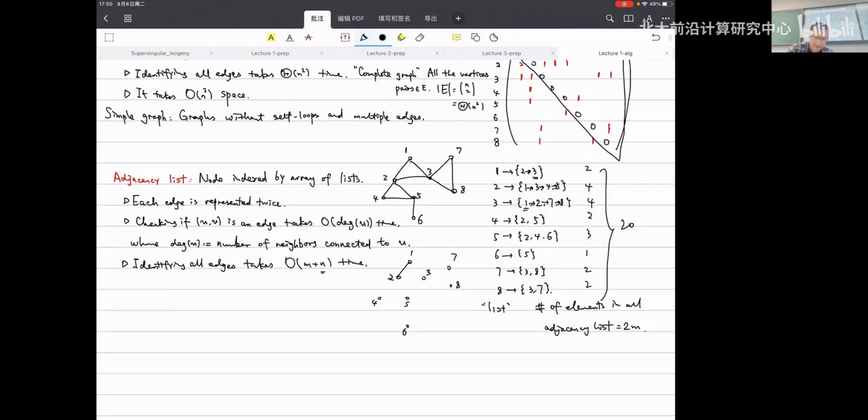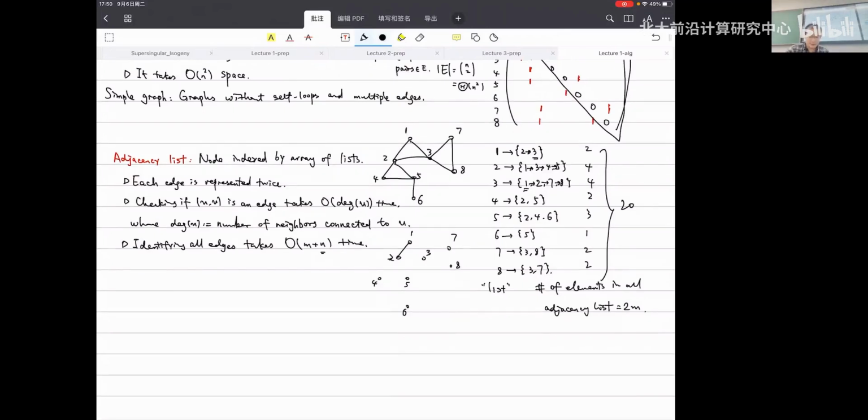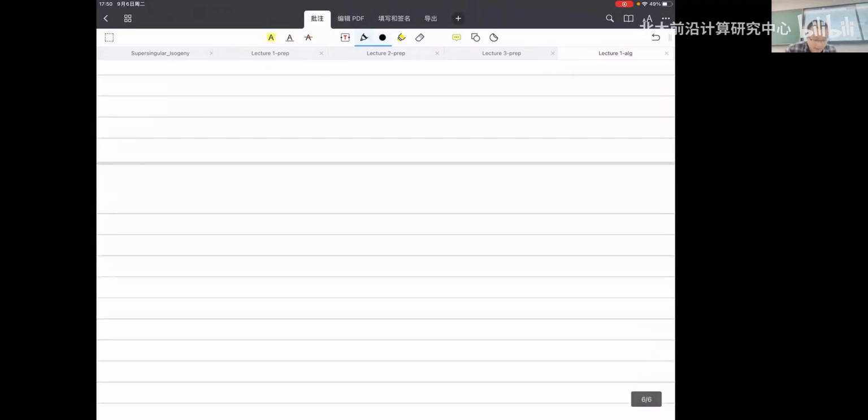In this lecture and the next lecture, we are going to write O of m plus n in a lot of places, and maybe some of you are getting confused. In most cases m is larger than n, but we want to be careful about some extreme cases. That is the reason why we write O of m plus n here. And also, the space complexity of the adjacency list is O of m plus n space. I guess this is clear.